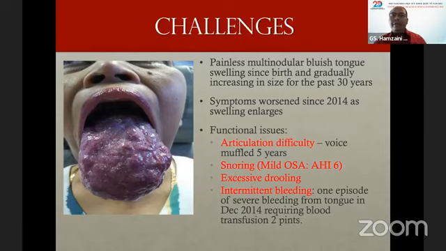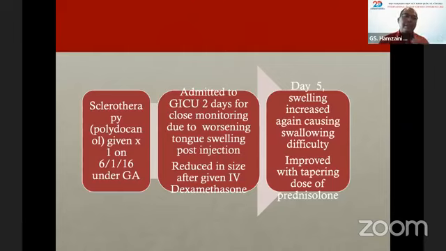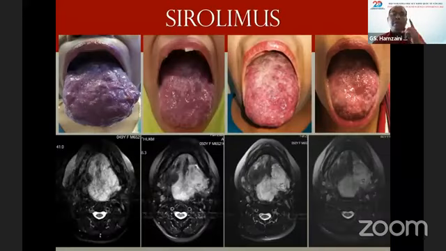So he came to us. I think one of our interventional radiologists started the patient on sclerotherapy, polidocanol, given once, but the patient responded quite badly. She had a very huge tongue and needed to be admitted to ICU for observation because the tongue had swollen badly and compromised her airway, and after treatment with dexamethasone, it improved. Therefore, we don't think polidocanol or any sclerotherapy would be safe for her.